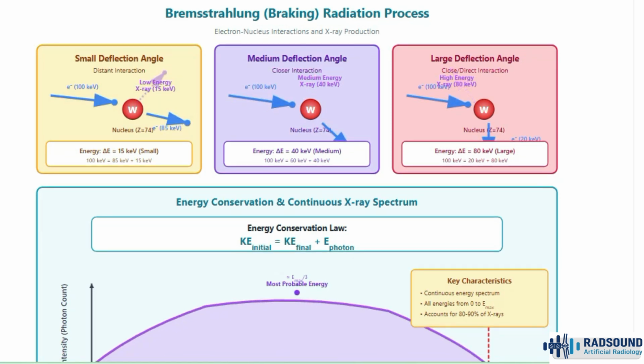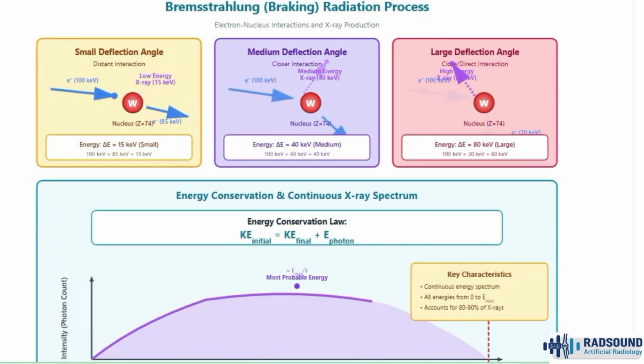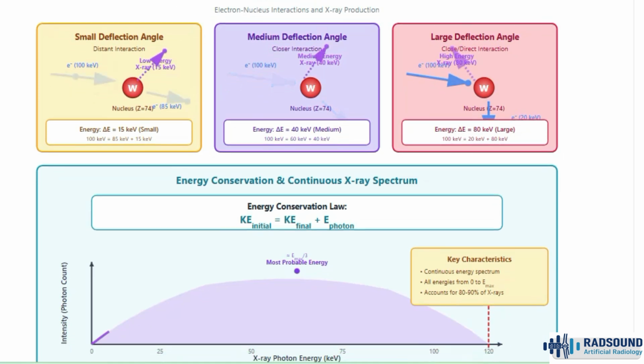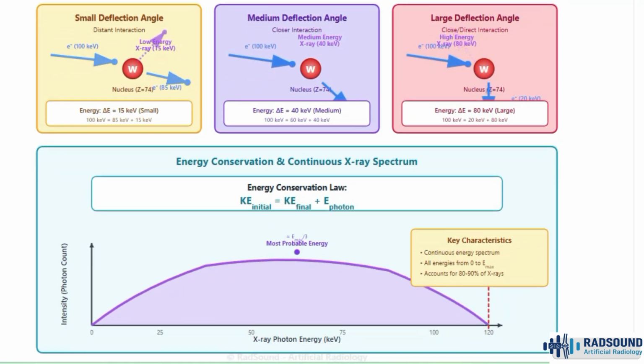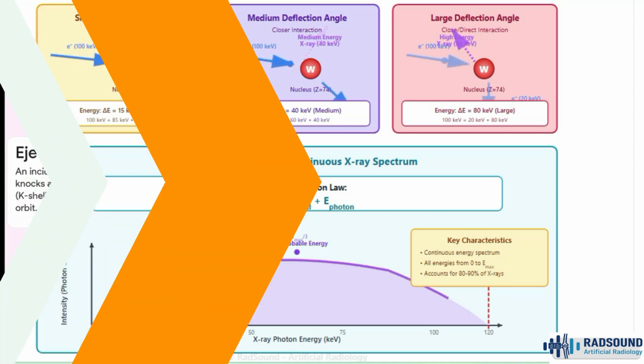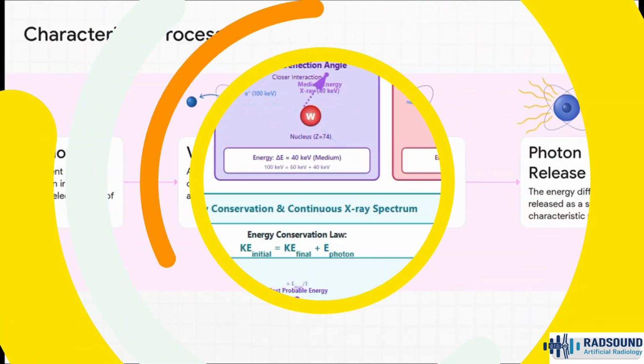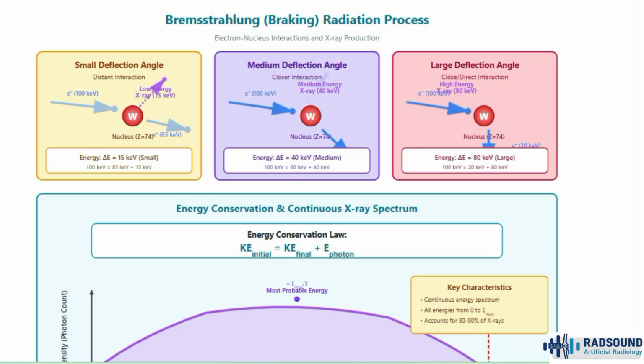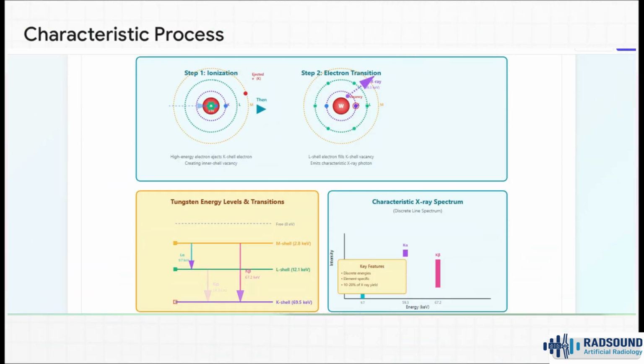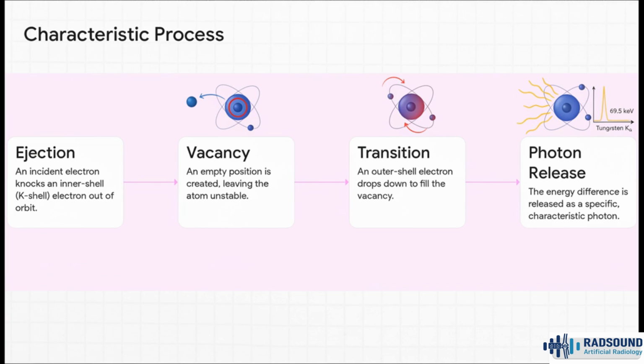Well, sometimes that incoming electron acts like a cue ball in a game of pool and just smacks an inner shell electron right out of its orbit. This creates a hole, an empty spot, and the atom becomes unstable. So an electron from a higher energy shell immediately drops down to fill that gap. And when it drops, it releases a very specific amount of energy as an X-ray photon. It's a predictable energy, a characteristic signature of tungsten. But this only happens if you give that incoming electron enough of a kick, at least 69.5 kilovolts of power.